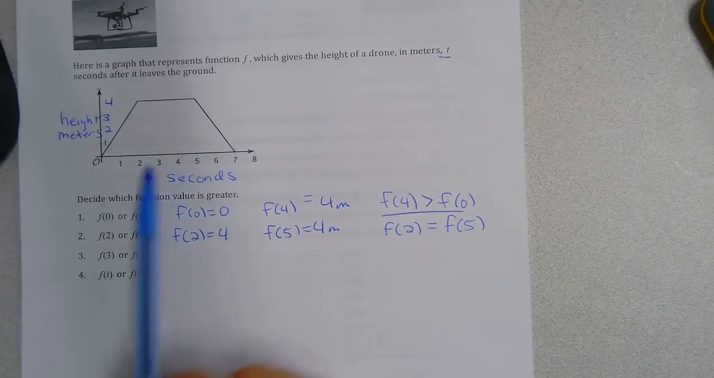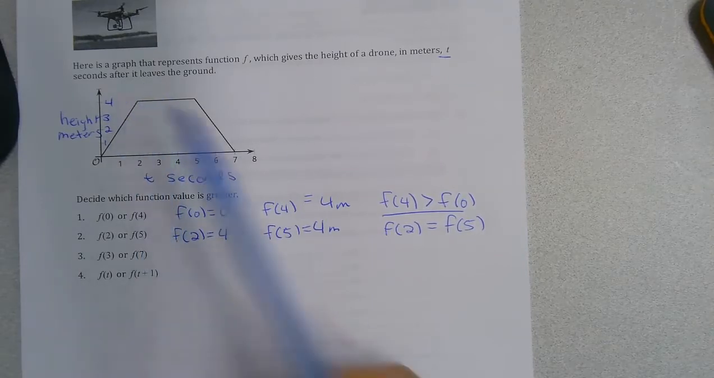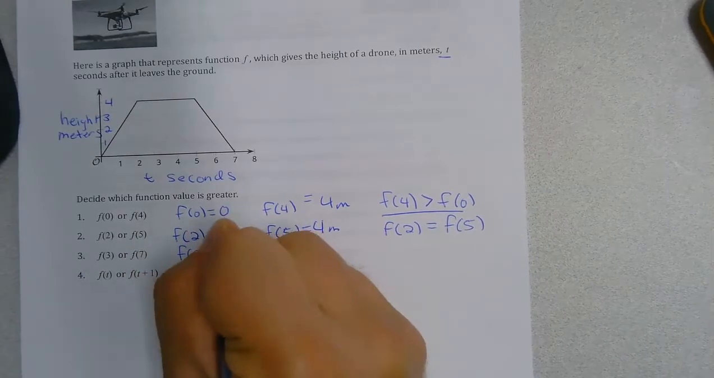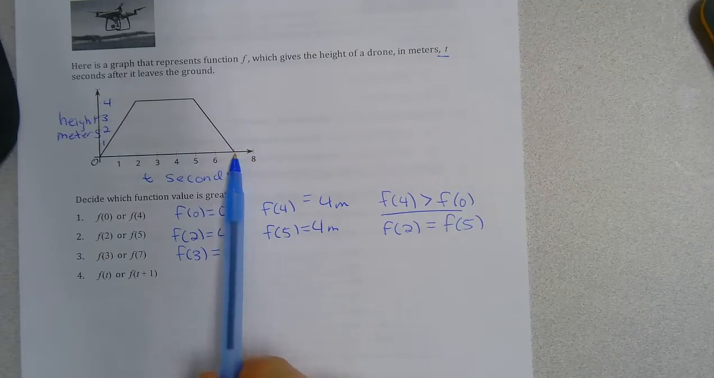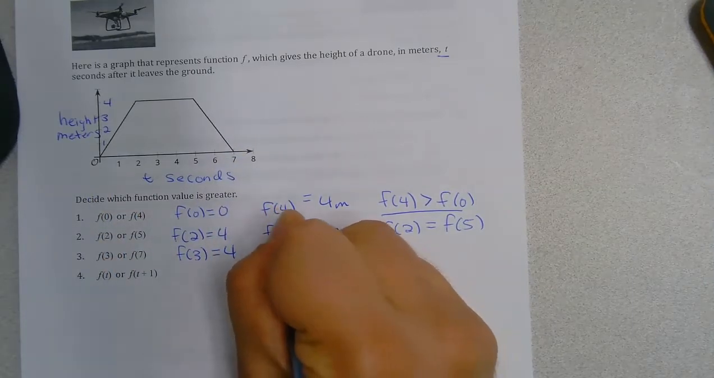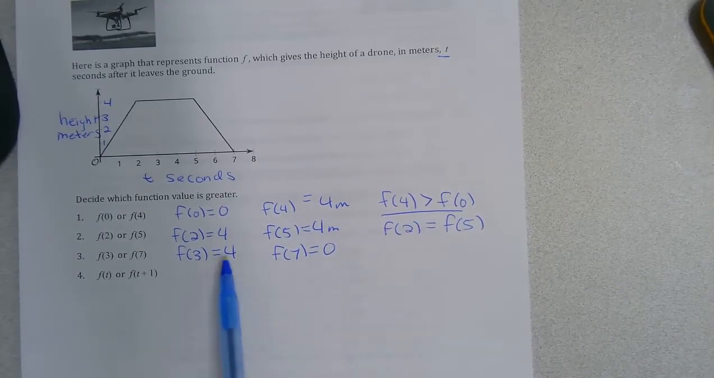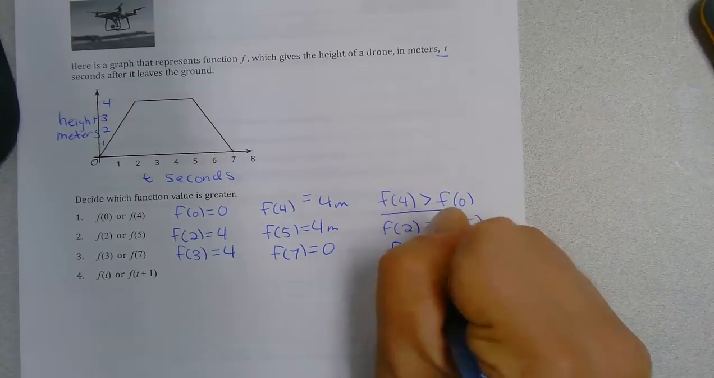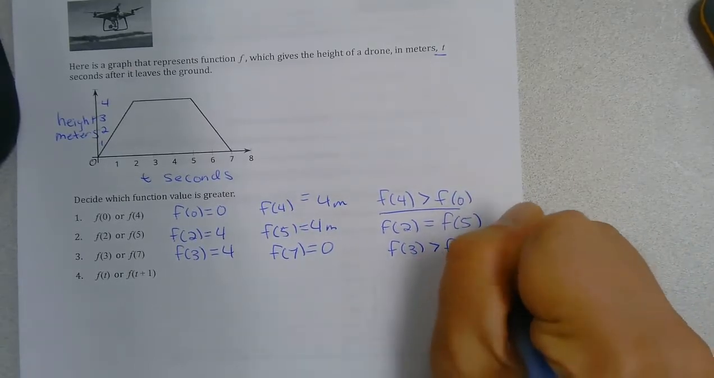Now looking after 3 seconds, the drone is at 4 meters. So f of 3 is equal to 4. And then f of 7, after 7 seconds, the drone is at 0 meters. So f of 7 equals 0. In determining which one's greater, well, 4 meters is greater than 0 meters. So we would say f of 3 is greater than f of 7.